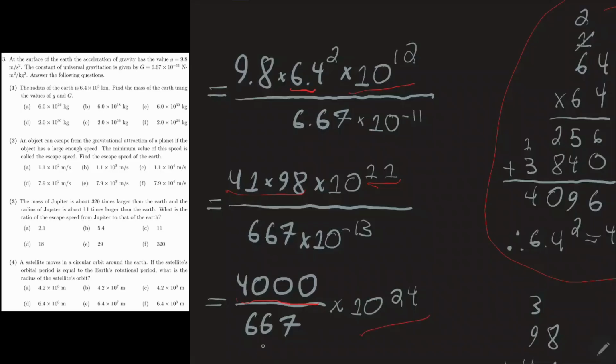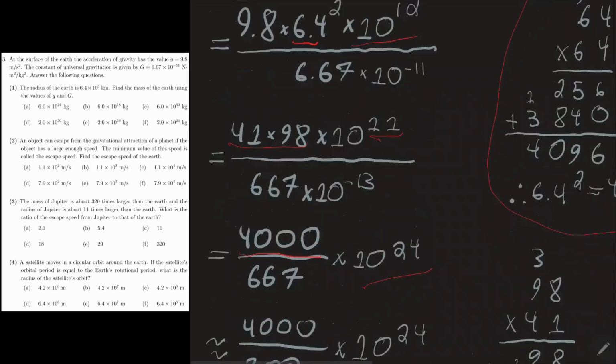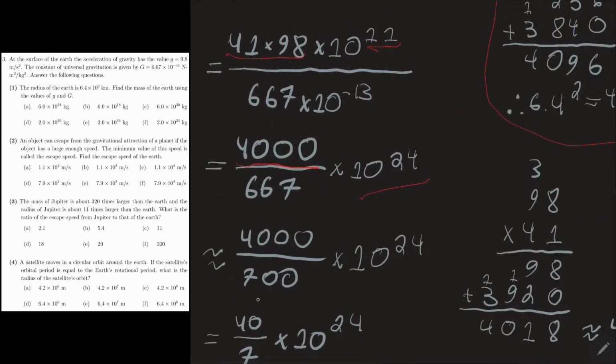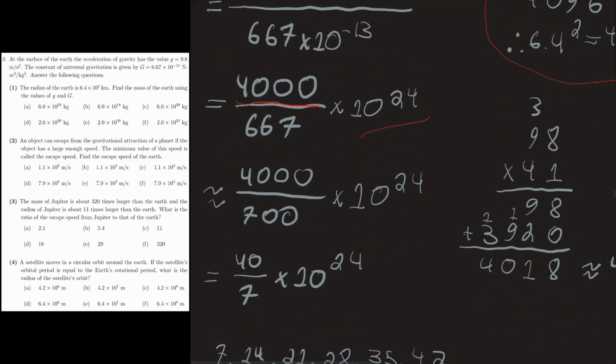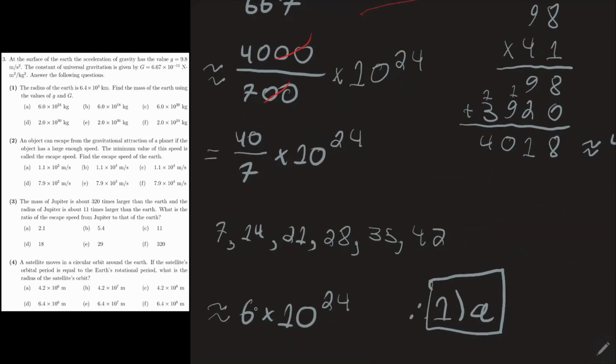So now we have 4,000 divided by 667, and what I did was I rounded that to 700. Of course, you have to be careful in rounding. By this much, you need to look at the multiple choice options and decide what a fair amount of rounding is. With that, two of the zeros cancel out. I get 40 divided by 7 times 10 to the power of 24. 40 divided by 7 is roughly equal to 6. So I get 6 times 10 to the power of 24, which is option A.